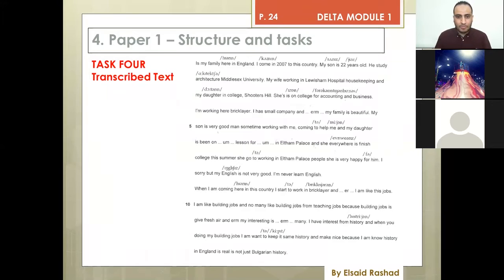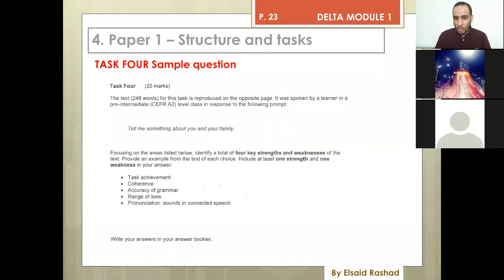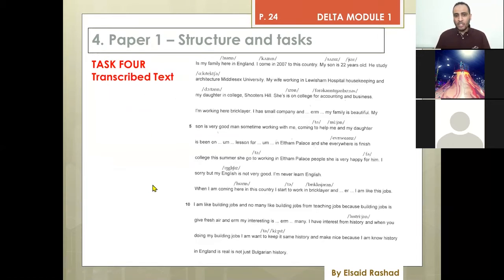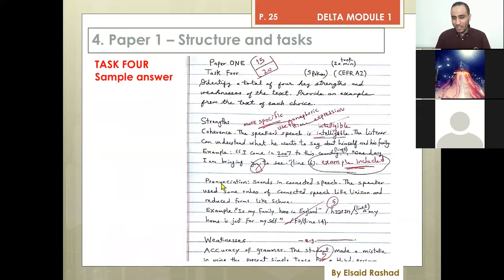All right. So that's the text, spoken, transcribed, and here are the aspects you need to analyze for the learner's errors, learner's strength points, and then you need to do like this. Look at this. As I told you, don't write the question. Don't waste your time. Just write paper 1, task 4. And then you can write this: strength, coherence, pronunciation. Only 2. I got only 2.